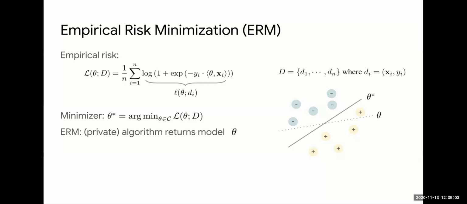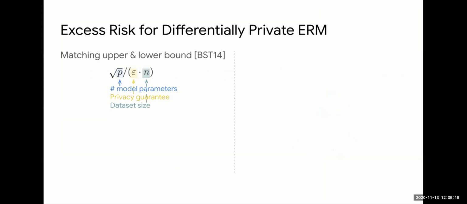The excess empirical risk of theta is defined to be the difference between the empirical risk of theta and that of theta star. So to analyze an algorithm, we can look at the expected excess empirical loss for the model it returns. People always want to find the best possible algorithm with the smallest excess empirical risk. For differentially private ERM, prior work provides a matching upper and lower bound of the order square root P over epsilon N, where P is the model dimensionality, epsilon the privacy parameter, and N the dataset size.